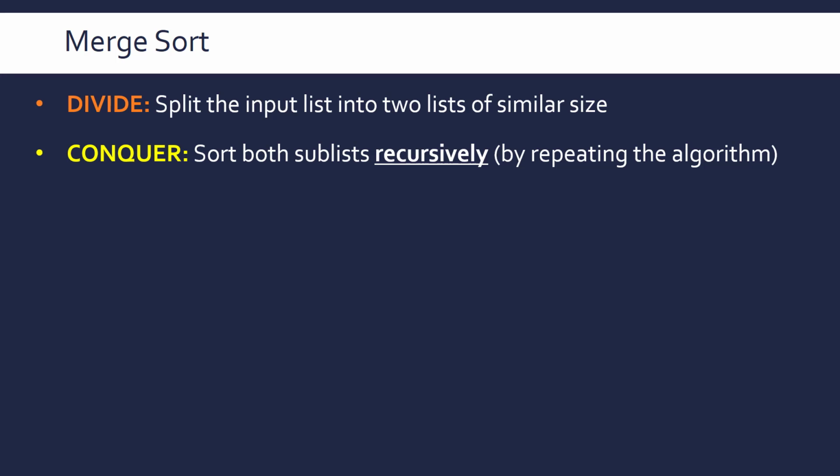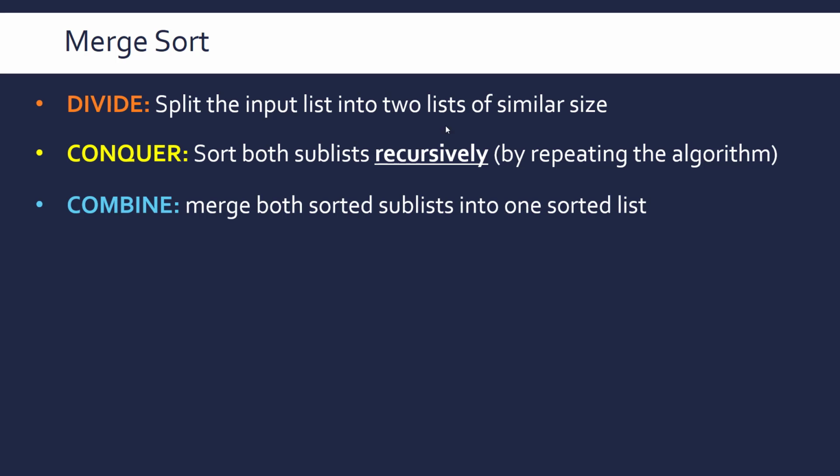Recursively means to call the algorithm from within the algorithm. So it's repeating the algorithm for each sublist, which may not make a lot of sense. You can understand merge sort without knowing how it works recursively, but it's useful to know because recursive behavior is very common in computer science as you move forward. But ignore it for now. To combine, you then have to merge your sorted sublists into one sorted list.